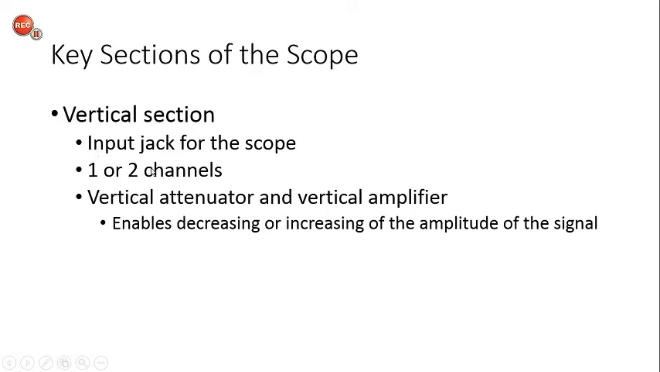It can be 1 or 2 channels. We can have up to 2 probes or leads coming from the oscilloscope, and therefore we can display 2 different waveforms on the screen at the same time. There will be vertical attenuation or vertical amplification. That enables the decreasing or increasing of the amplitude of the signal. In other words, that allows us to zoom in and out vertically. We can stretch the waveform vertically, or we can shrink it vertically.